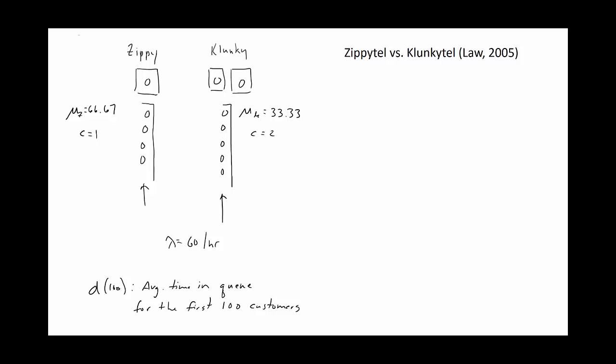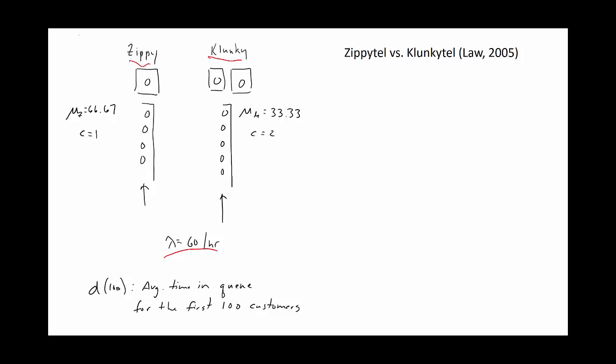It's the Zippy Tell versus Clunky Tell problem, and you can see that we are comparing what we have labeled here as Zippy on the left with Clunky on the right. And this is an automated teller machine problem where the company has the alternative to buy either one fast ATM, which we'll call Zippy, or two slow ATMs, which we'll call Clunky. And in either case, we are going to assume that customers arrive at the rate of 60 per hour.